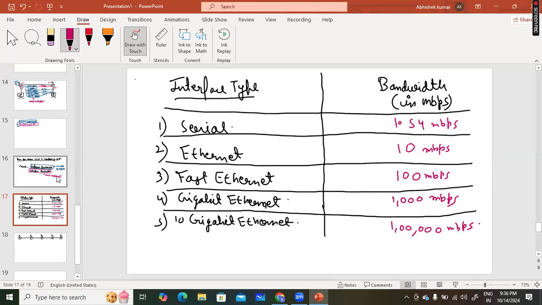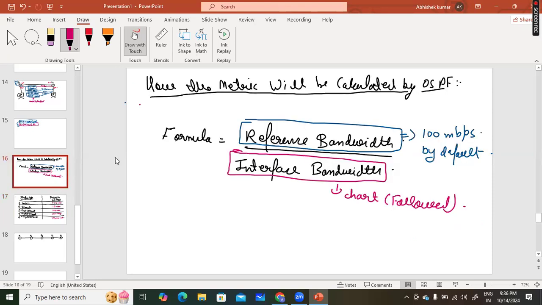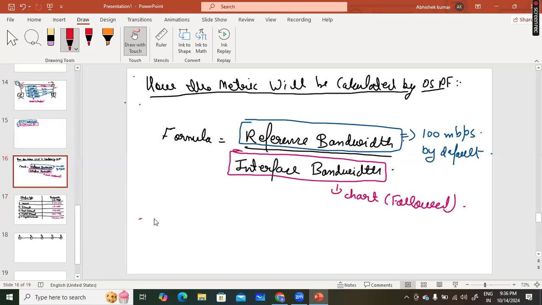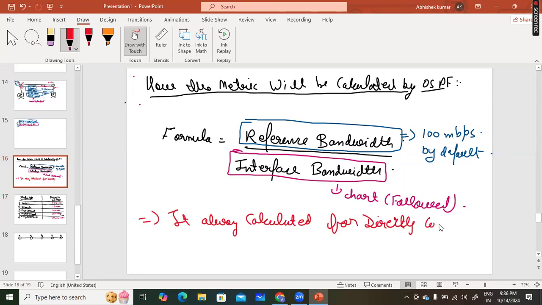And make sure of one more point. Whenever the metric is calculated, it is always calculated for directly connected networks, clear, where the role of the sending interface is none. Sending interface is never to be considered.